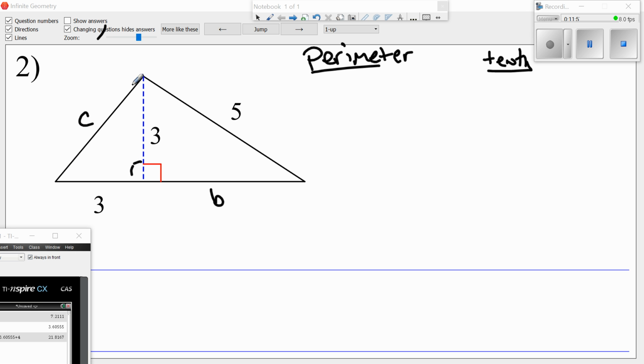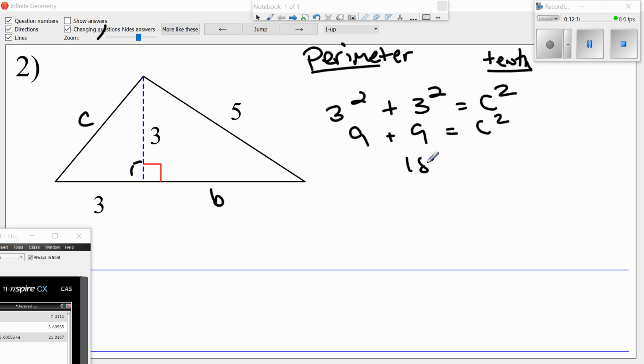If I'm finding C first, I'm going to concentrate on this triangle only. My two legs are 3 and 3. 3 squared plus 3 squared is equal to C squared. So it's going to give me 9 plus 9 equals C squared. 9 plus 9 is 18 equals C squared. Square root to get rid of this square. C is approximately equal to, bring out my calculator, I know it's going to be greater than 4 but less than 5.